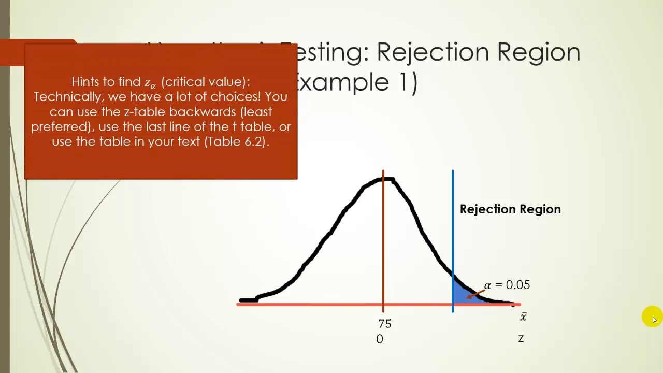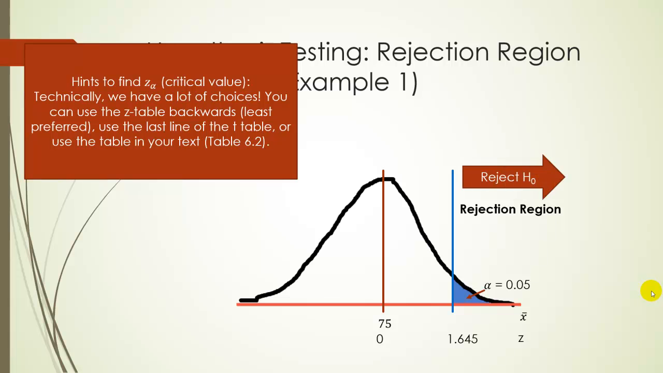Okay, so we have to find Z alpha. There's a lot of choices as far as how you can do this. You can use the Z table backwards. In other words, we know the area here is 0.05. That means this area must be 0.45. We can use the table backwards to figure out what this number was. We can use the last line of the T table and just look up T of 0.05. Or we can actually use a table in your text, table 6.2.